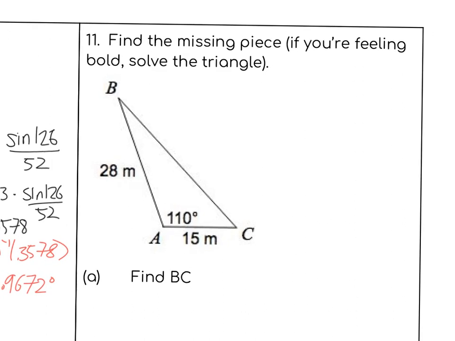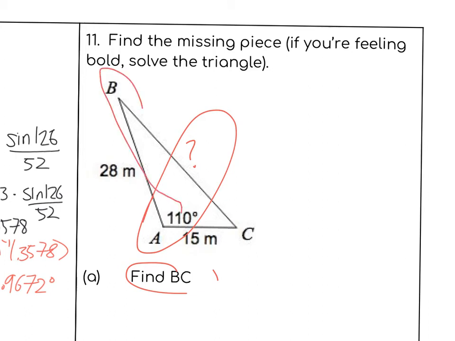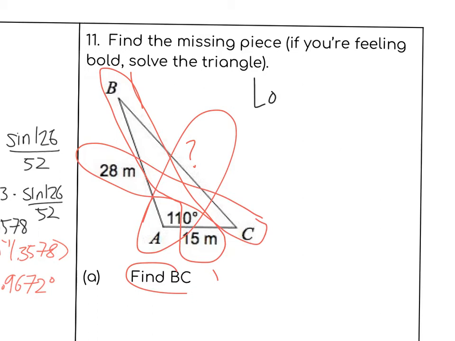Moving up to number 11. We've got to find BC. So that's up here. And I don't have enough for that. Okay, I don't have two parts for angle B and side B. Oh man, I don't have C either. Because I don't have any of that, I've got to use the law of cosines.